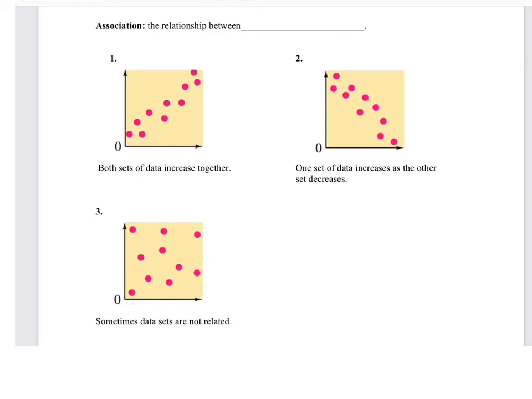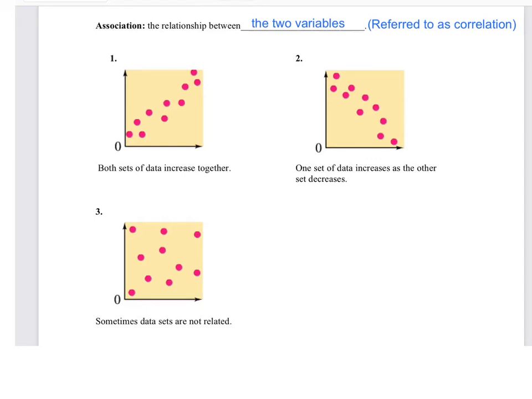So when we talk about scatter plots, we also discuss an association with scatter plots. An association is the relationship between the two variables. Sometimes you may hear association be called a correlation as well.